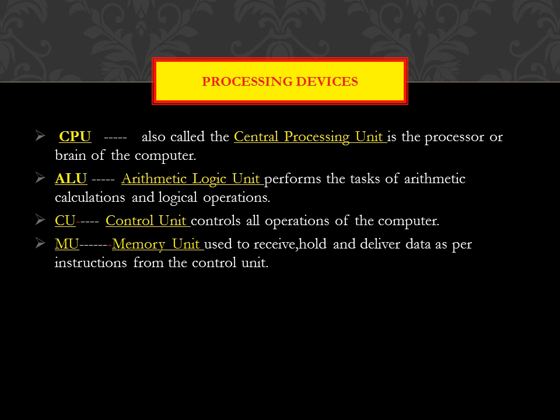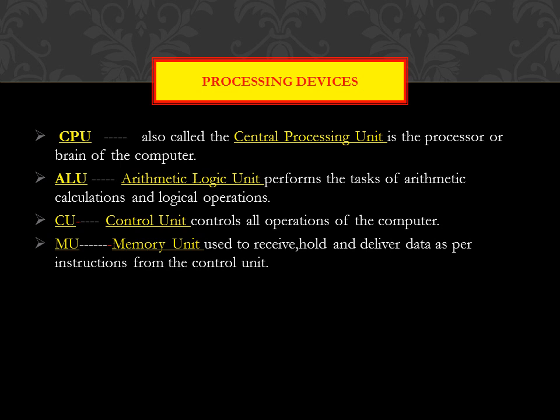CPU, I've already discussed. It is also called the central processing unit. It is the processor or brain of the computer. Next we have ALU. ALU stands for Arithmetic Logic Unit. Arithmetic means that it can perform all the mathematical operations like addition, subtraction, multiplication. All the arithmetic operations are performed by the ALU, and L stands for logical. So all the logical operations are performed by the arithmetic and logic unit.